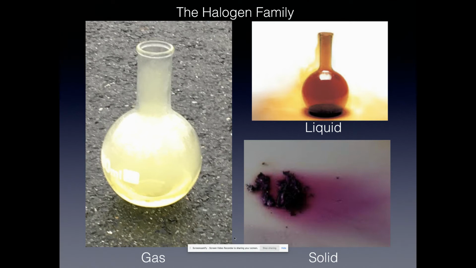Now, bromine has a very high vapor pressure also. So I don't actually have an open bottle of bromine in my classroom. I have a little sealed one that I can show. But if we were to let it sit around, you would get that kind of reddish brown cloud of the vapor coming off of the liquid.